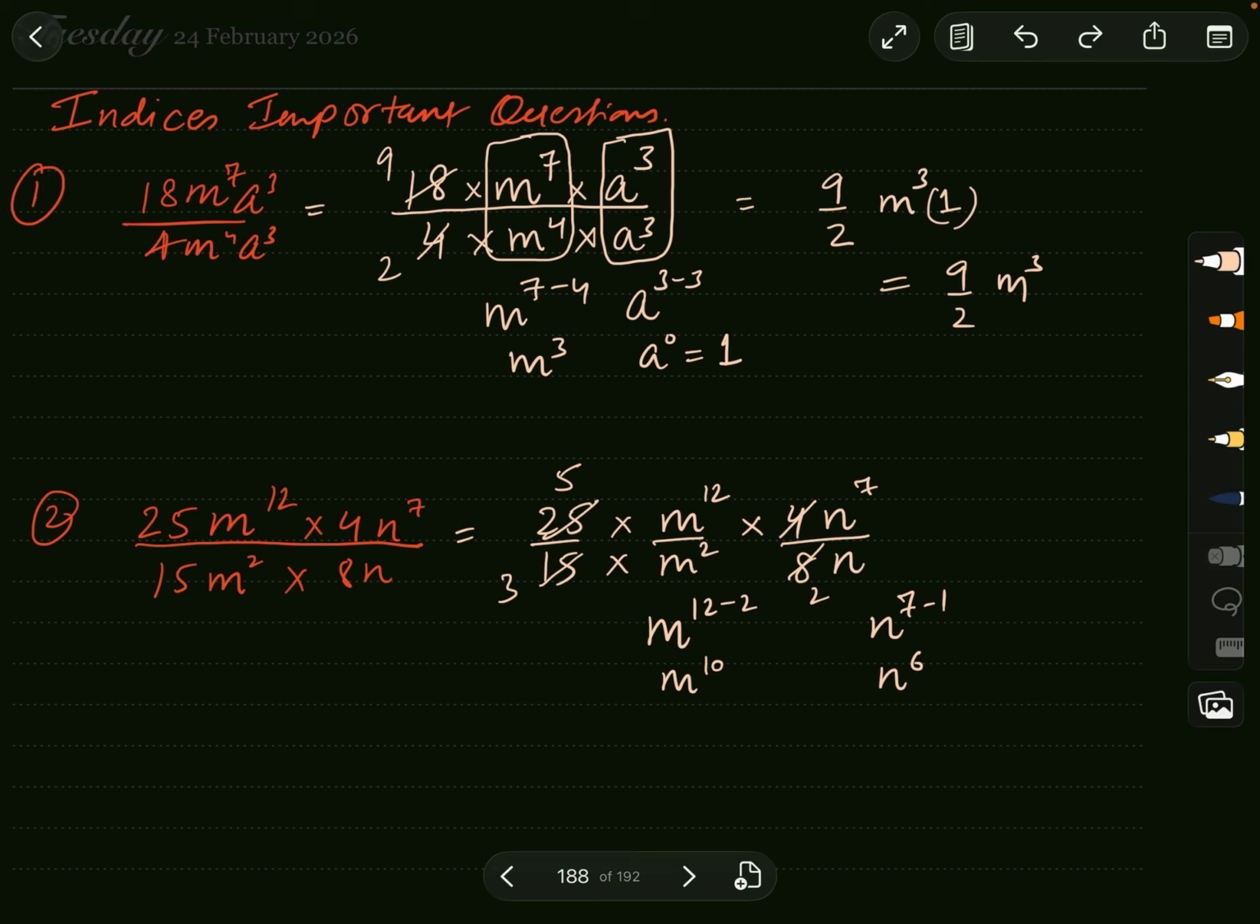So the final answer will be, on this numerator side, we can see 5 times 1 over here. So it's just 5 m to the power of 10 and n to the power of 6 divided by, now 3 over here is going to be multiplied by the 2 over here in the denominator. So 3 times 2 is 6. M to the power of nothing is left in the denominator, and neither n of any power is left. So that is the only answer we're having.